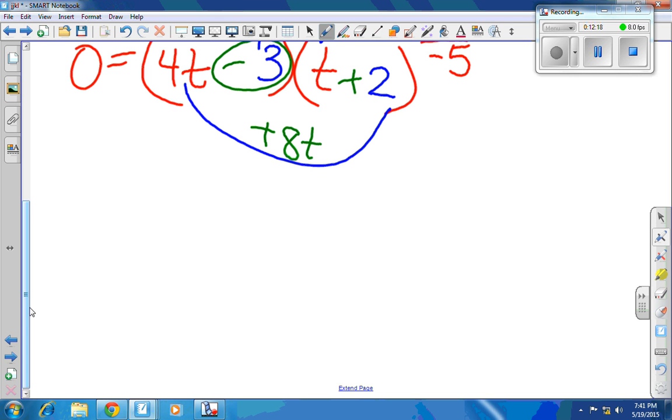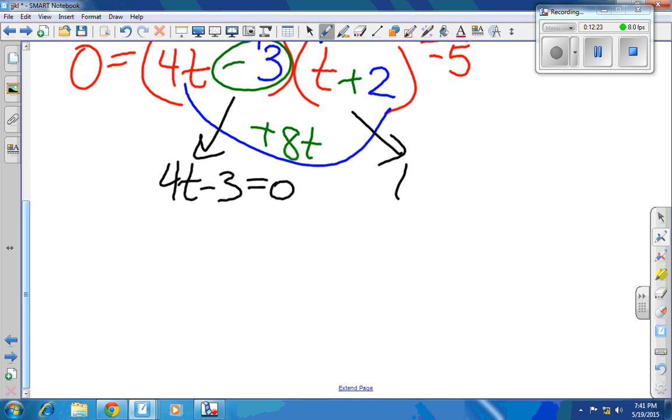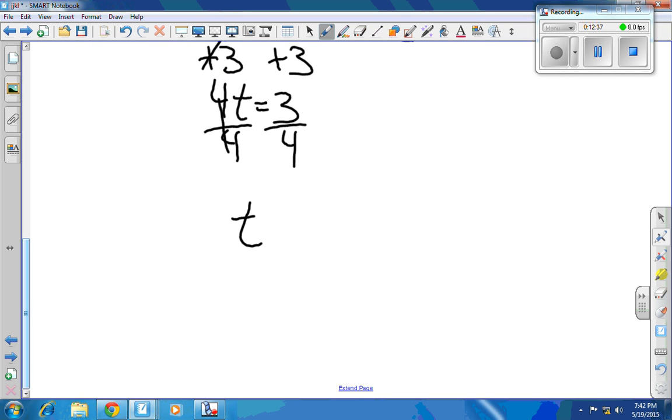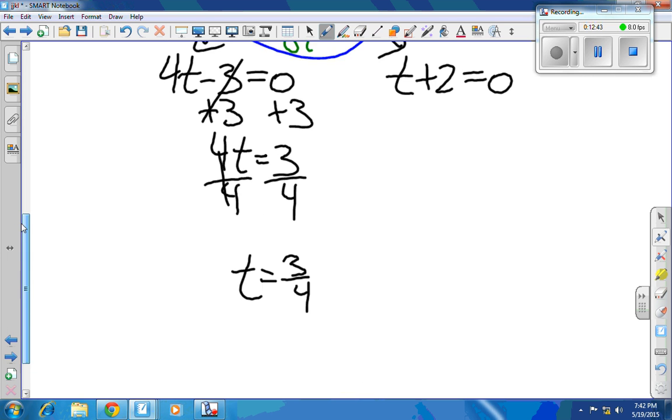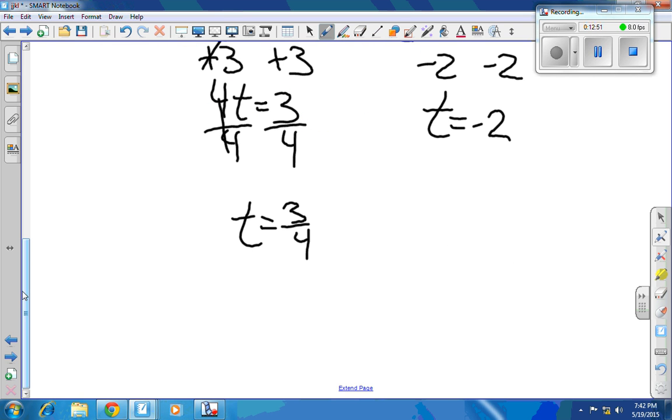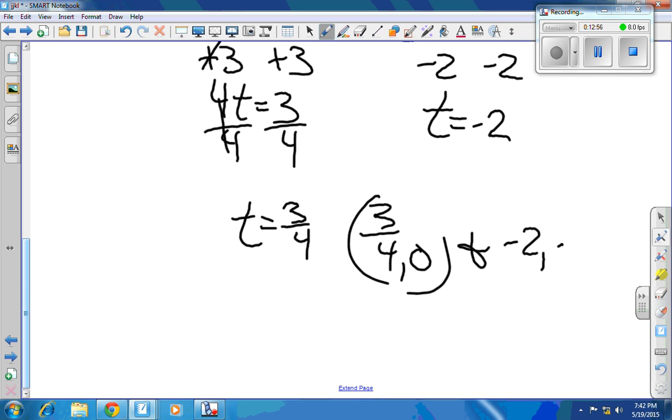From here, we set 4t minus 3 equal to 0. We set t plus 2 equal to 0. We add 3 to both sides, and we get 4t equals 3. Divide each side by 4, and we get t equals 3/4. Over here, we subtract 2 from each side, and we get t equals negative 2. So our two x-intercepts are 3/4, 0, and negative 2, 0.